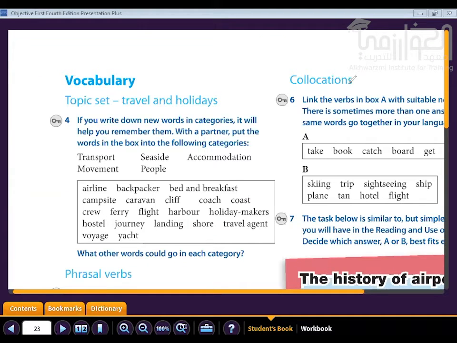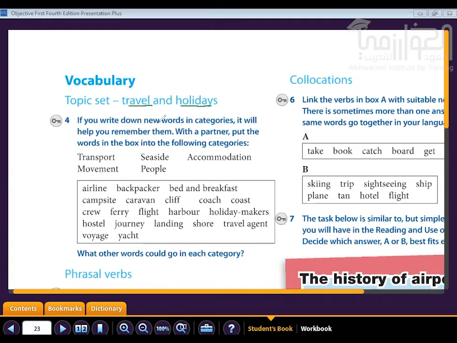Welcome once again. And today we look at lesson 3, so B2 lesson 3, and we'll start with vocabulary. And the topic is about travel and holidays. So we're going to look at travel and holidays.